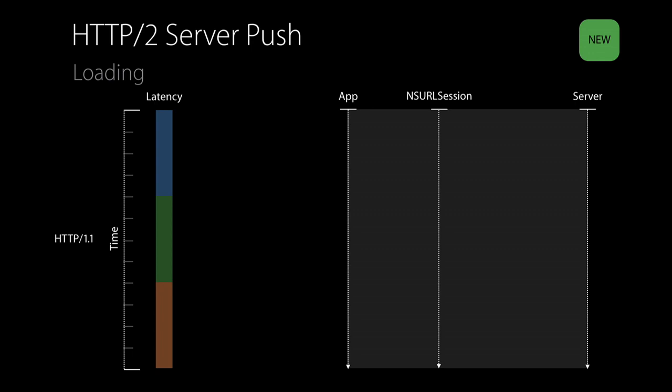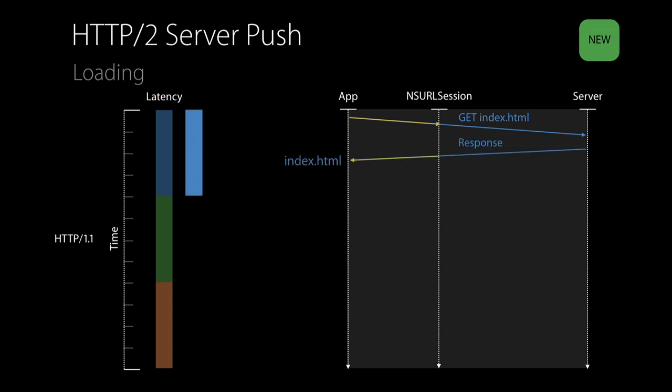Now, let's take a look at our application when it's able to use HTTP 2 and server push. And I'm just going to shift the HTTP 1.1 result graph over to the side just for reference. So again, our app will resume a task, request index.html. Again, we receive our response, and our total latency is pretty much exactly the same as it was for the non-server push case.